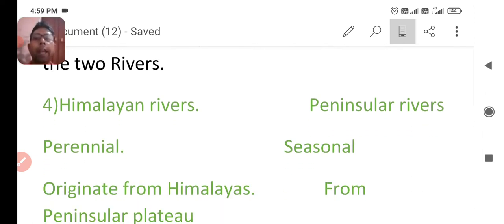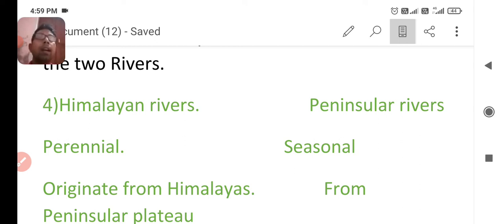And the next point, in this lesson we shall read about the different rivers. Indian rivers are divided into two parts. The first one is Himalayan rivers and the next one is Peninsular rivers. We are going to read the features of Himalayan rivers and Peninsular rivers firstly. The first point is, Himalayan rivers are perennial. You know that rivers that flow throughout the year are known as perennial. I think you got the meaning of perennial.